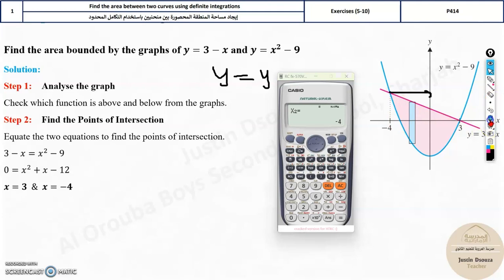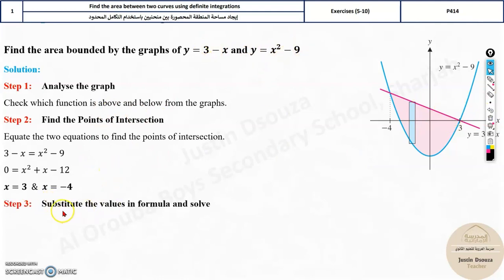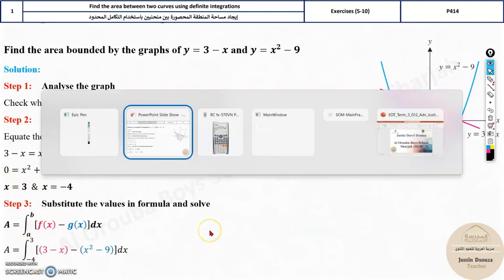They are at minus 4 and 3. So these are the limits. Basically, they are the limits. And then we have the upper function and the lower function. Now you just have to substitute the values in the formula and solve. This is the formula which we have been through. All you need to do is substitute. The upper function f of x is 3 minus x. The lower function is x squared minus 9. The lower limit is negative 4, going to the upper limit of 3. All you did is substitution.